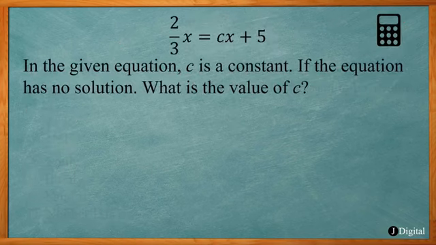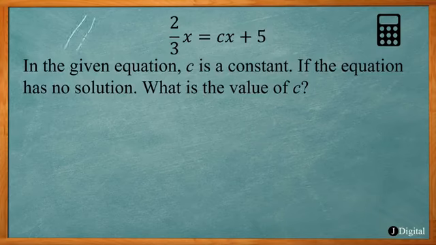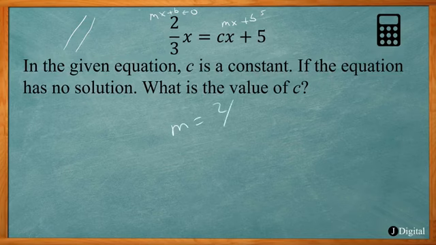In this SAT problem, it says in a given equation, c is a constant. If the equation has no solution, what is the value of c? Remember, with no solution, both lines will be parallel and they'd have different y-intercepts, so they will never meet. So we can see this right side is in the mx plus b form, and this side too, but the y-intercept is 0 in this case. Over here it's 5. So they have different y-intercepts, so the slopes need to be the same. So m needs to equal 2/3.